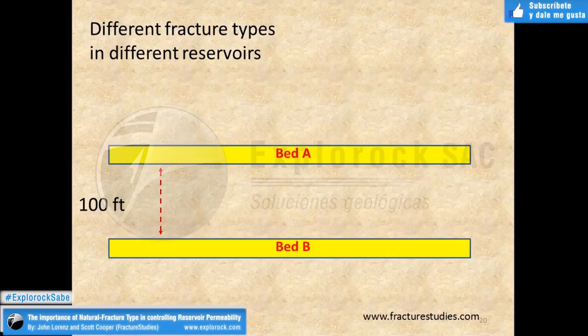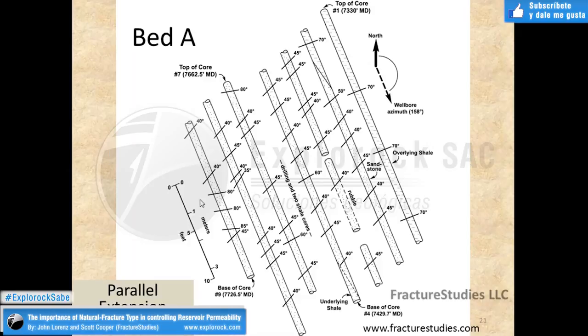And we see in bed A there was about 152 feet of core that you wanted to physically pick up again, not just measure the strikes of these across the core, but look at the surfaces. And the surfaces showed plumes and the like, so we knew these were extension fractures. So we have bed A with a very parallel set of extension fractures.